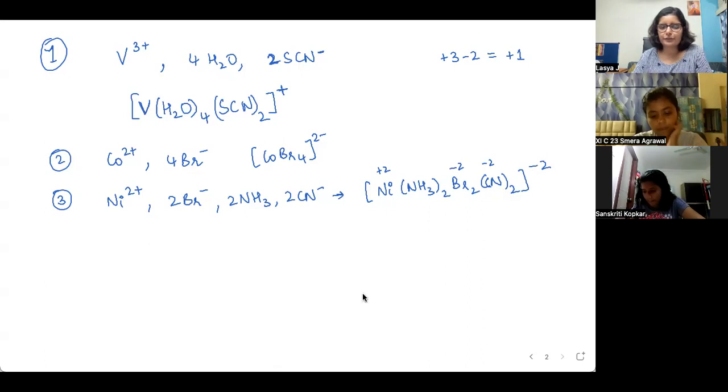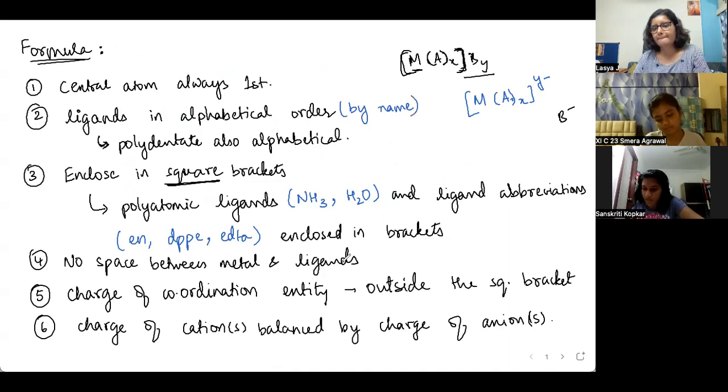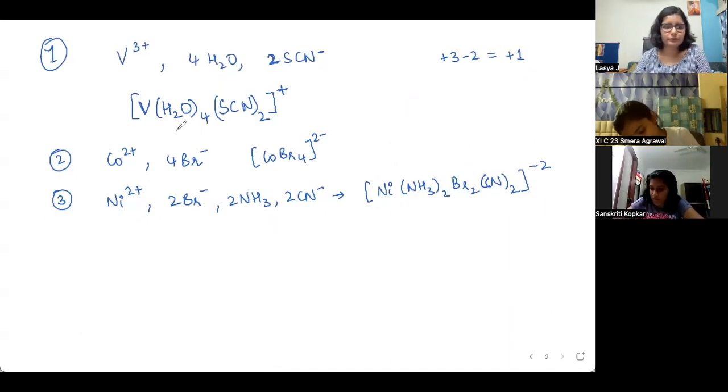Yeah, this both of you got it. Okay. So one small clarification. Yeah, you can make a note of it. Alphabetical by name. Okay.